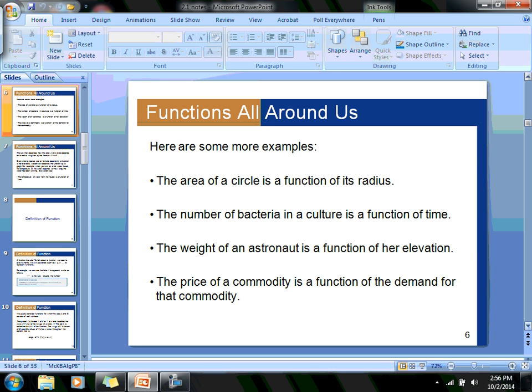And here are some more examples. The area of a circle is a function of its radius. The number of bacteria in a culture is a function of time. Weight of an astronaut is a function of elevation. The price of a commodity is a function of the demand for that commodity. So we could think of other real-world examples too. This is just a few to get you thinking.